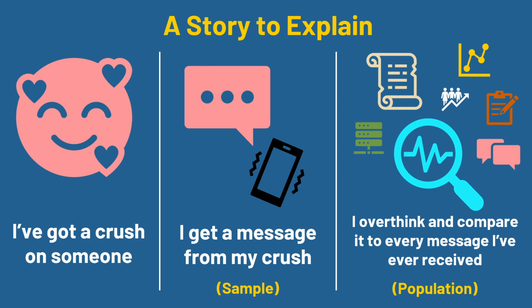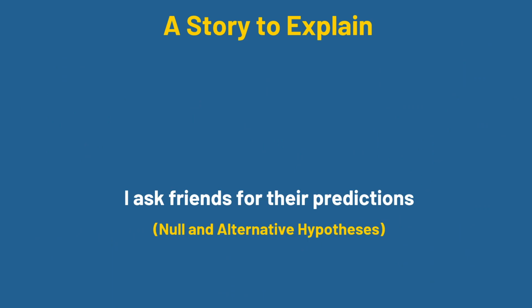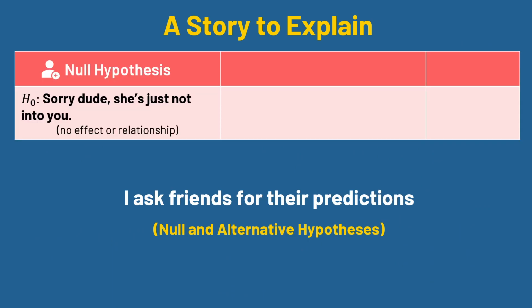And so with that in mind, I'm thinking about this. I'm kind of spinning my wheels, and so I asked some friends for help. I asked them for their predictions, which we'll use as analogies for null and alternative hypotheses. One friend is quite pessimistic, and well, I suppose it's a valuable friend to have. But they say, "Sorry, dude, she's just not into you." There's no effect. There's no relationship there.